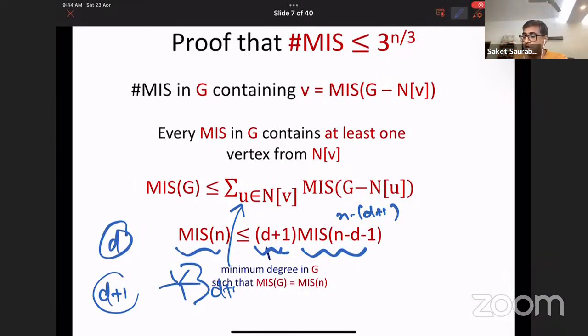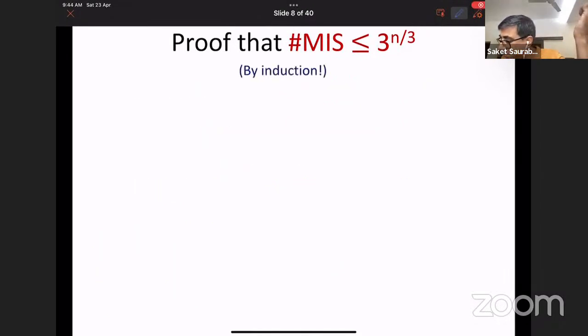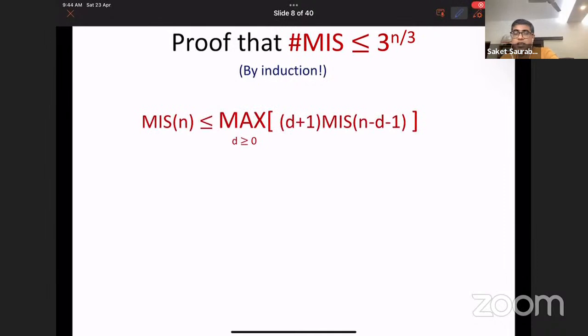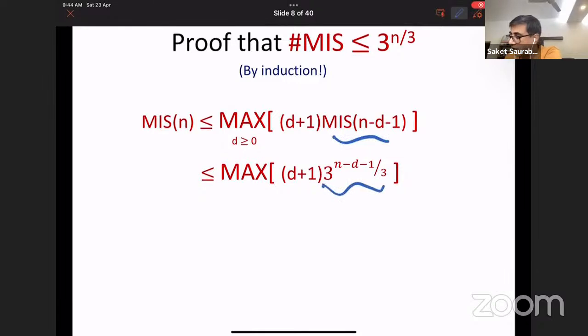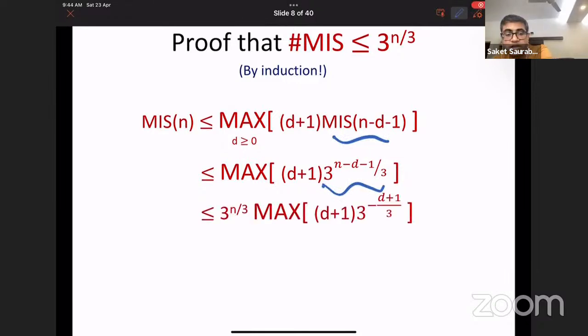So in particular, this statement is true if the D I select is the minimum degree in G. Okay, so let's select the minimum degree of my graph. So now what are we getting? By induction hypothesis, MIS of N is max over D greater than or equal to 0, because the minimum degree could be anything in my graph. Now, suppose by induction hypothesis, I say that MIS of this is this much, then 3 to the power n by 3 will come out and you have this number, and this is less than or equal to 1.